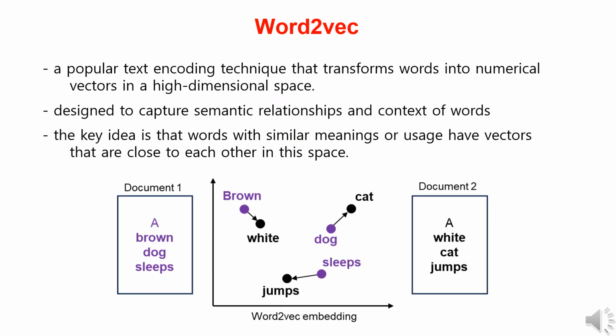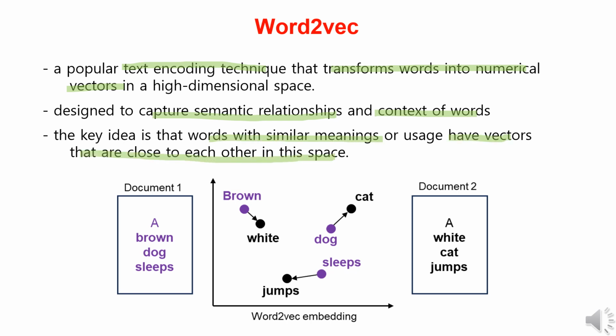In natural language processing, text encoding is a process that transforms text into numerical vectors, which a computer can understand. Word2Vec is one of the text encoding methods commonly used in natural language processing. And as mentioned earlier, Word2Vec is designed to capture semantic relationships and context of words. Through this method, words can be represented in a spatial coordinate system, allowing us to infer similarity based on distance and direction. So, words with similar meanings or usage have vectors that are close to each other in this coordinate.